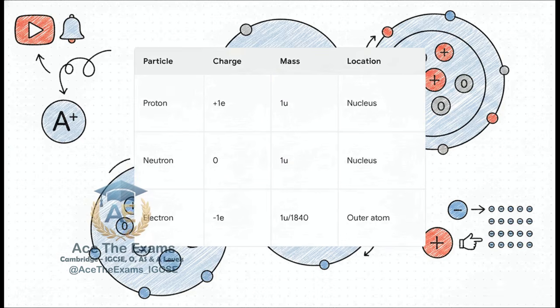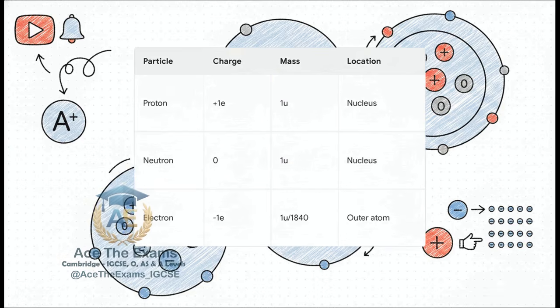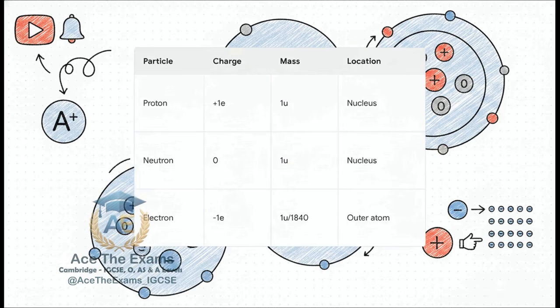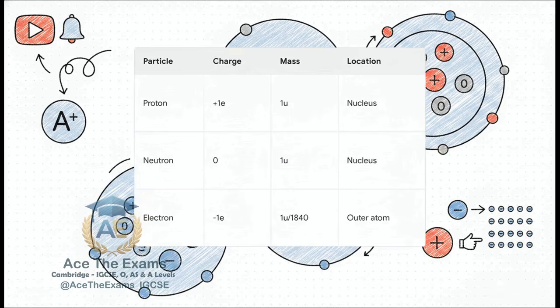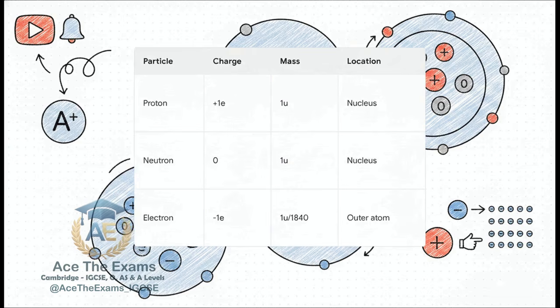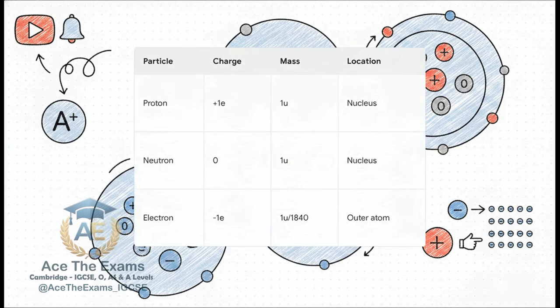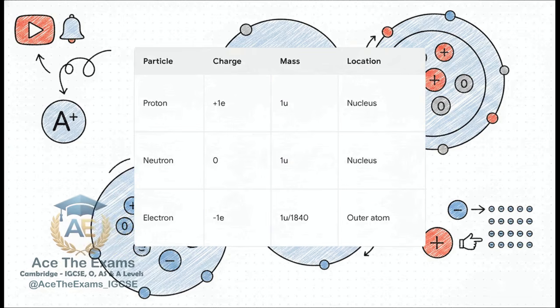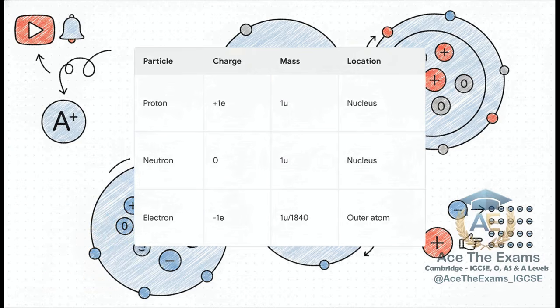Now compare that to the electron. The electron sits out in the outer atom, orbiting in that vast empty space. It has a negative charge of -1 e, which perfectly balances the proton's positive charge. But look closely at its mass, 1/1840 u. The electron is incredibly, almost incomprehensibly tiny.